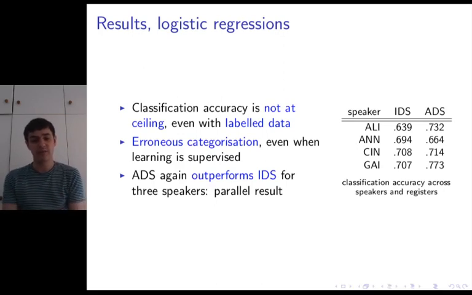Again, what we see if we compare the infant-directed results with the adult-directed results is that ADS outperforms IDS for 3 of the 4 speakers. This again indicates this case of hypoarticulation that I wanted to discuss in IDS.